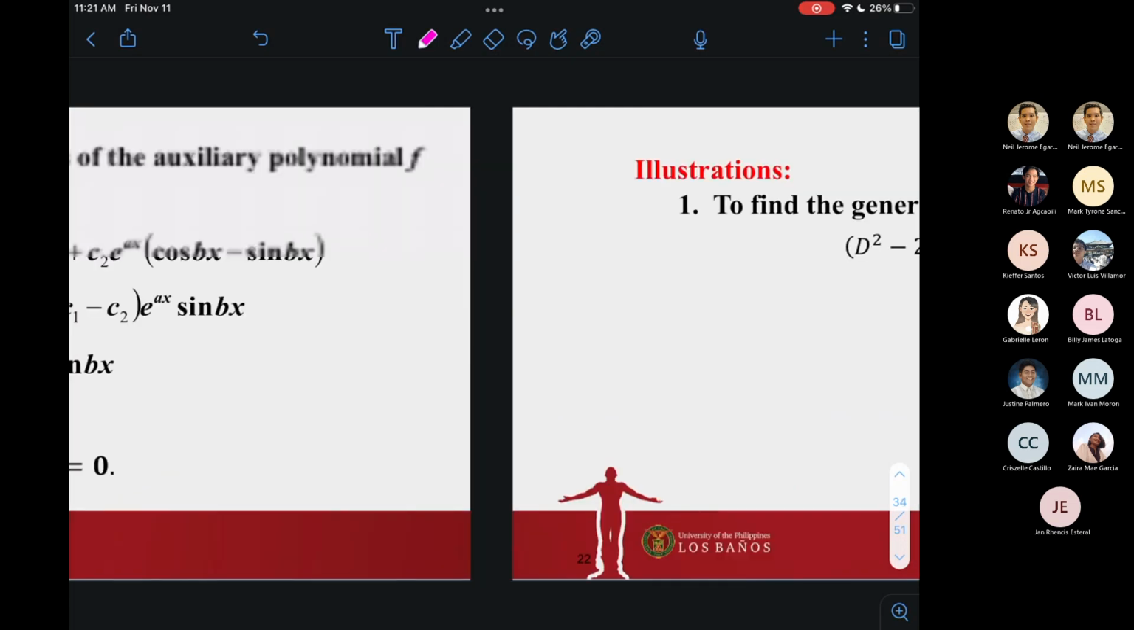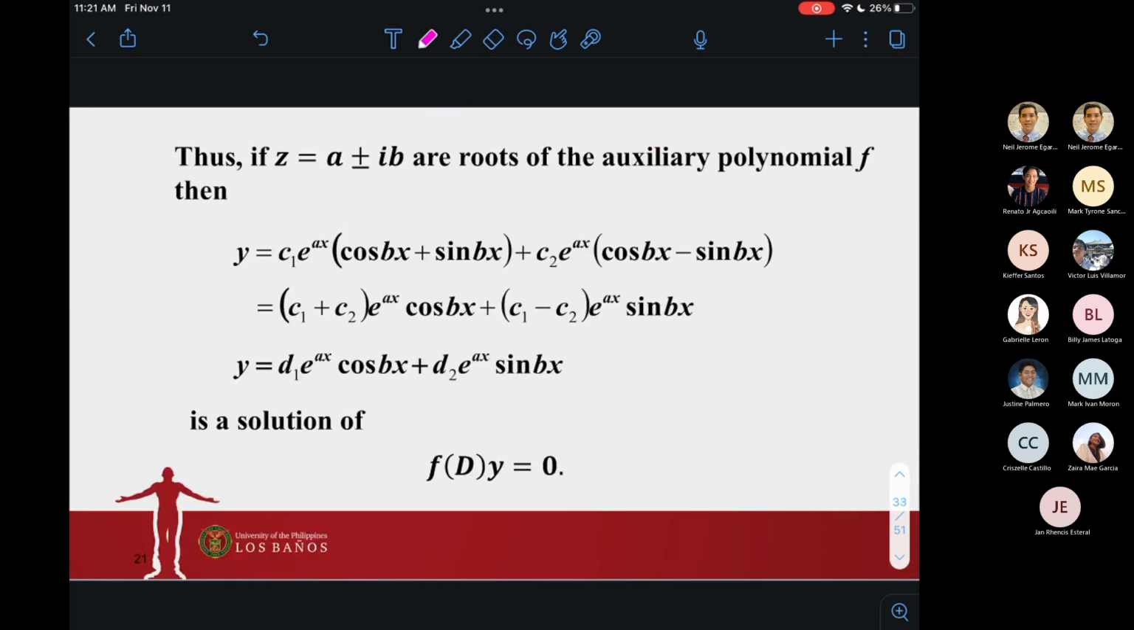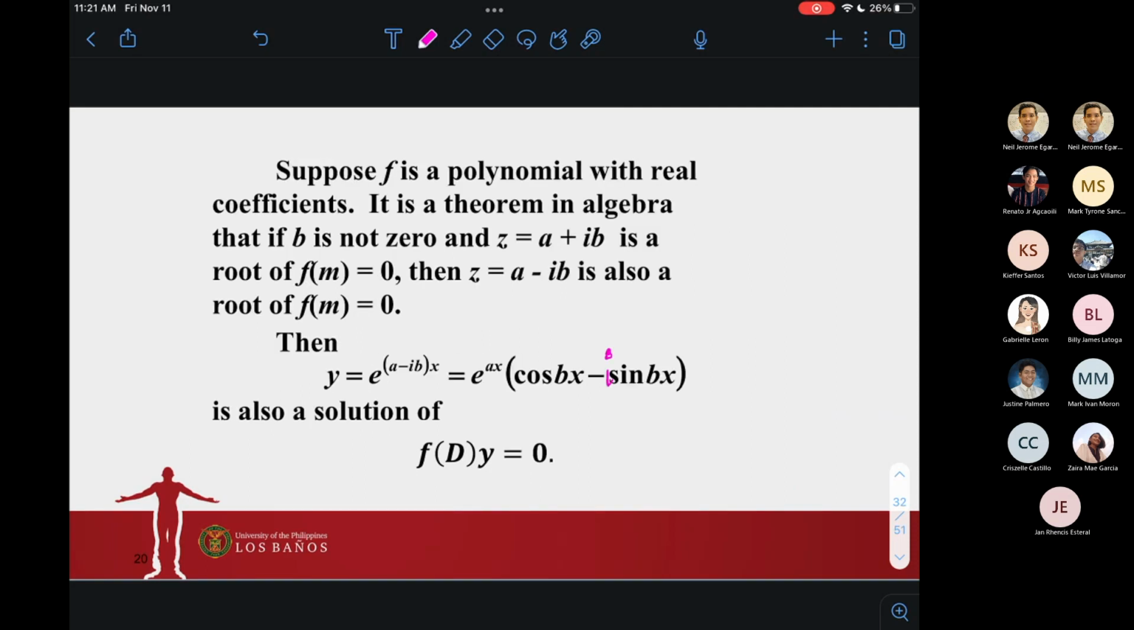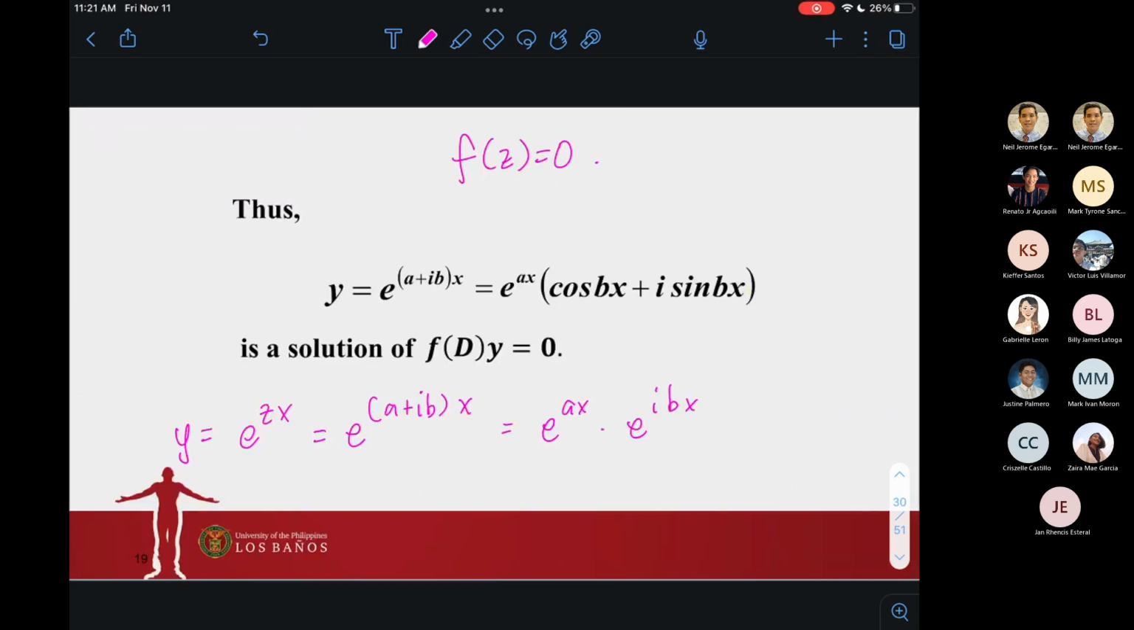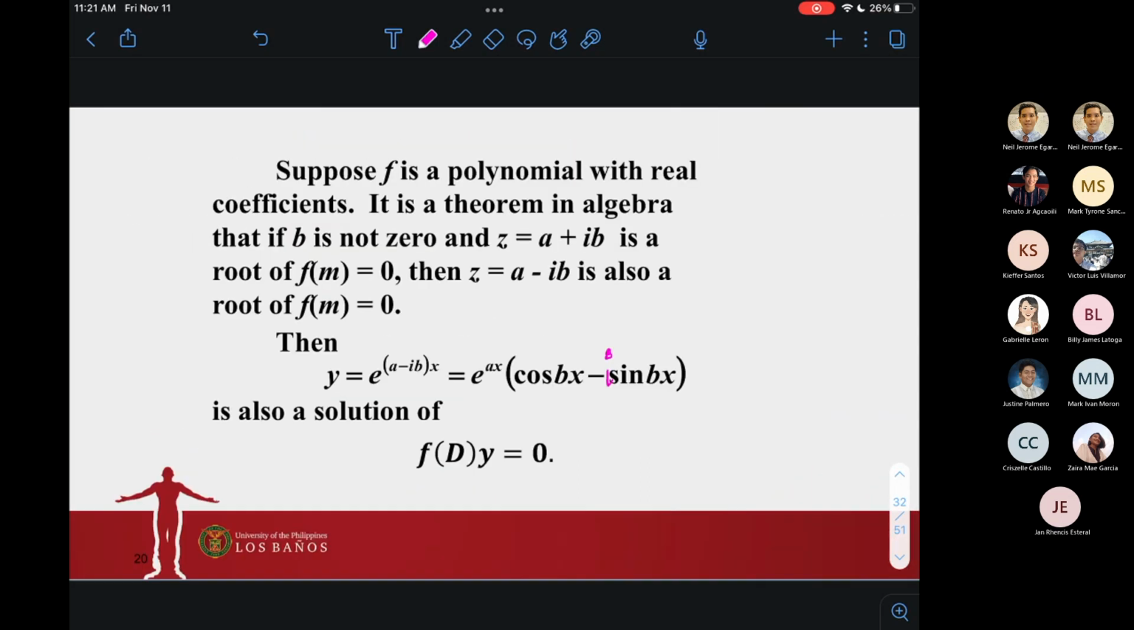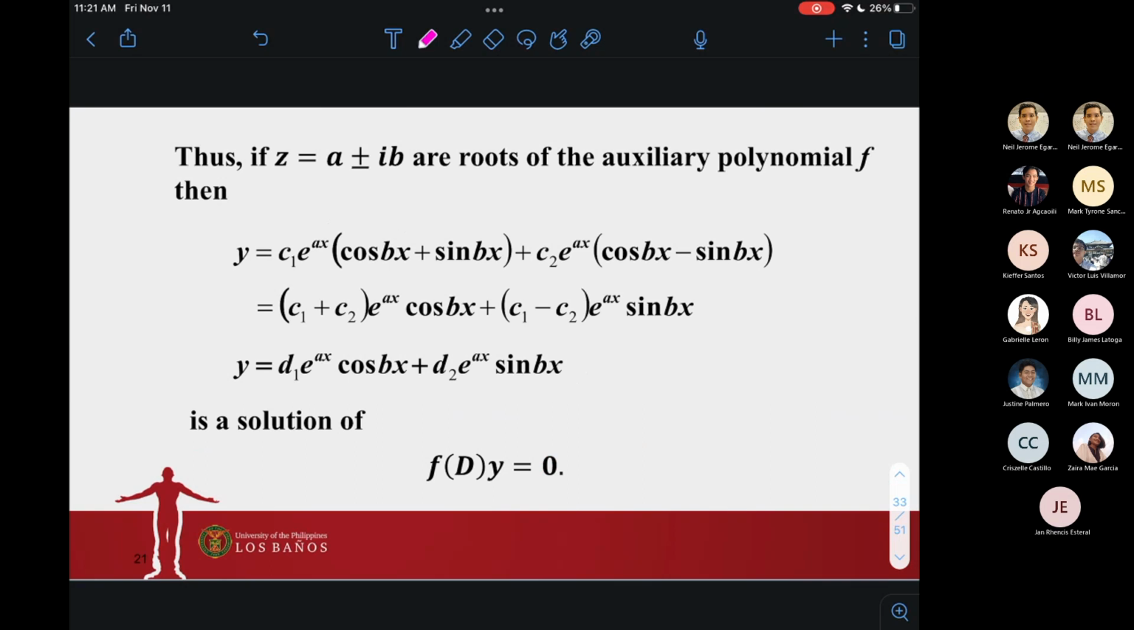Hold on. Parang may kulang. Yeah, nawala yung mga i's. Bakit siya tinanggal nung slide? But anyway, let's just add them here. Dapat may i yan. Tapos ito ay may i.